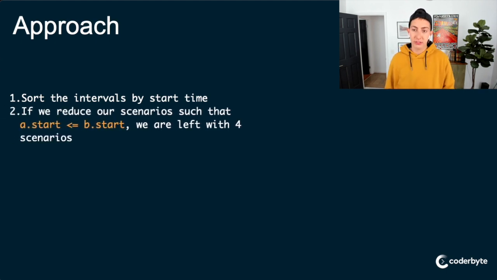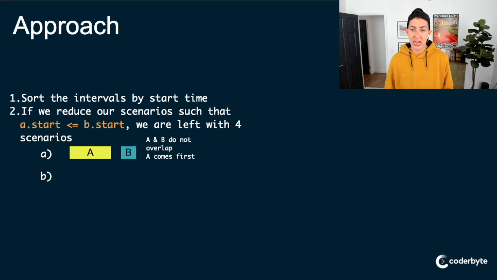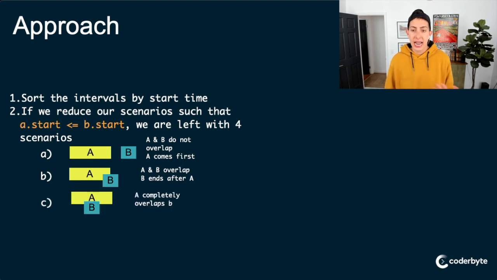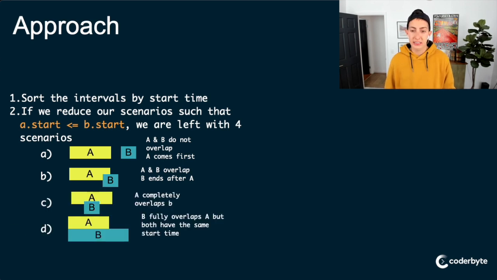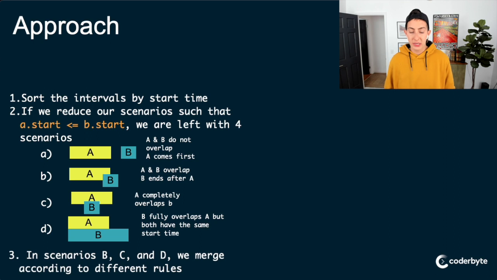Like I just said, if we reduce our scenarios such that A start is less than or equal to B start, we're left with 4 scenarios. What are those 4 scenarios? We have A and B do not overlap, A comes first; A and B overlap, B ends after A; A completely overlaps B; and finally, A and B start at the same time, but B fully overlaps A. And again, this is going to be exactly the same as last week, so you'll recognize this if you saw that video. But essentially, in the 3 scenarios B, C, and D, we merge according to different rules.